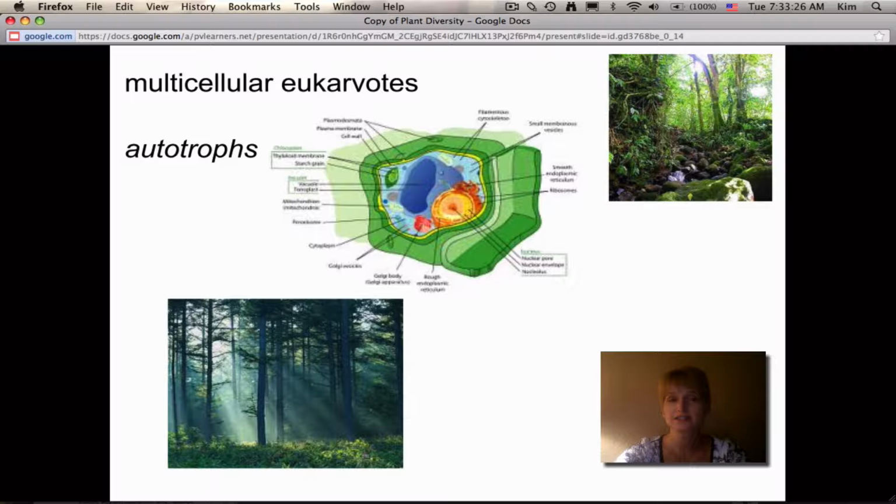So plants are multicellular eukaryotes. They're eukaryotic cells, which means they have a nucleus. They're a little bit different from animal cells because they have that cell wall, and they also have the vacuole, and so they store wastes a little bit differently than animal cells. They also have chloroplasts, and so plants are autotrophs. They use photosynthesis to create their energy. They get that energy from the sun and convert it to sugars, which is what makes up the plant's biomass or the body of the plant.